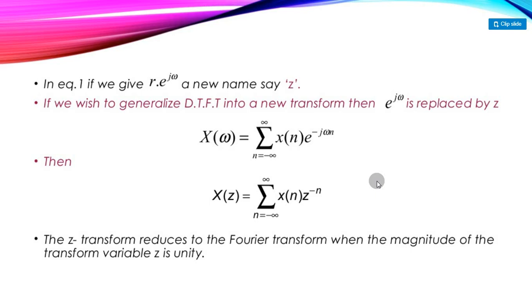So there is a basic difference in the significance of using the Z transform and using the Fourier transform. When the magnitude of the transform variable Z is unity, it is basically the Fourier transform. When the value of Z is greater than unity, you are using the Z transform. Let's proceed to how we realize to use a Z transform. Okay, let's begin.